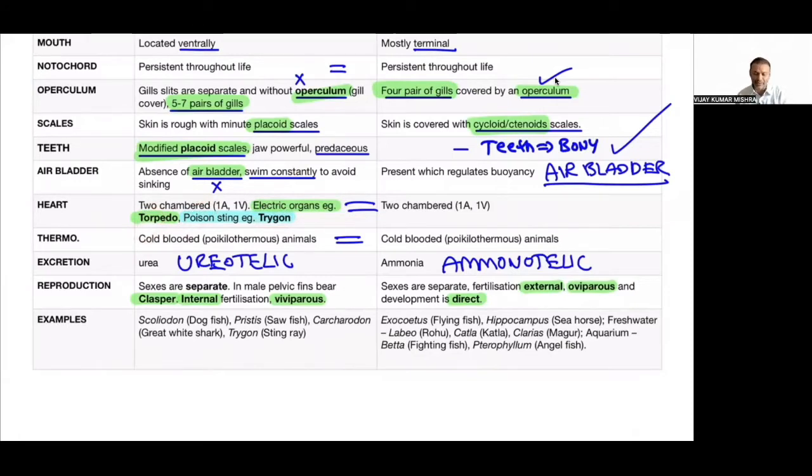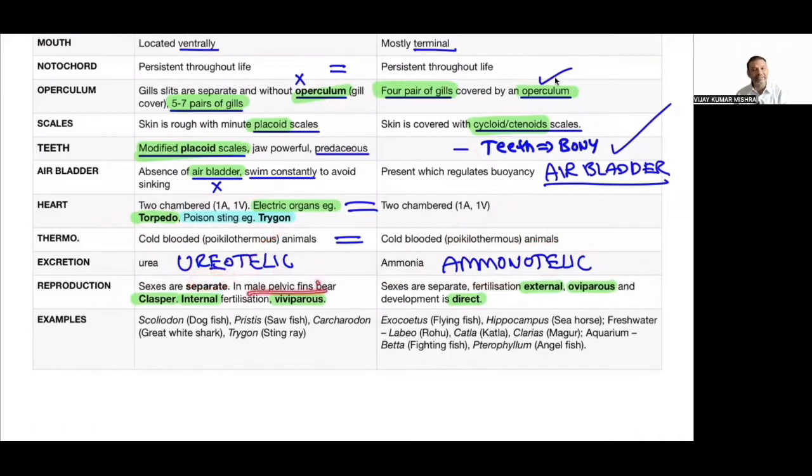Yes sir, here we go. When we talk about thermoregulation, it is cold-blooded, and these are also cold-blooded. So both are cold-blooded. Excretion: it is ureotelic, it will remove nitrogenous waste in the form of urea, while the other is ammonotelic, it will remove the nitrogenous waste in the form of ammonia. Sexes are going to be always separate.